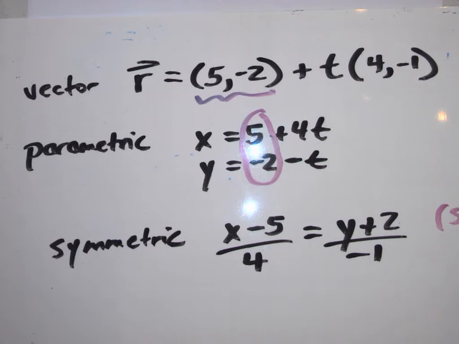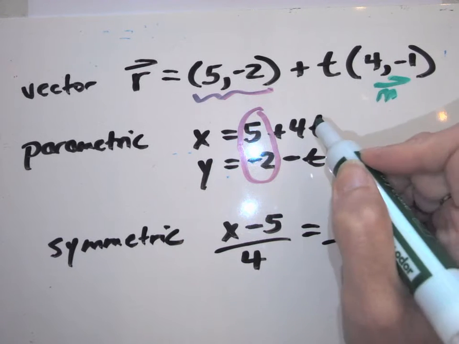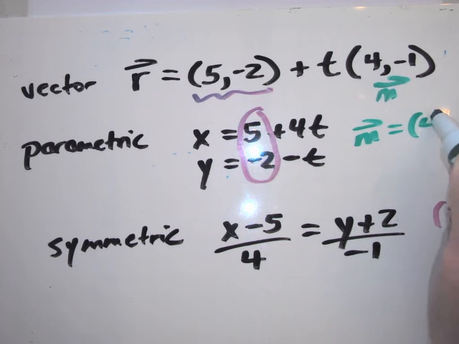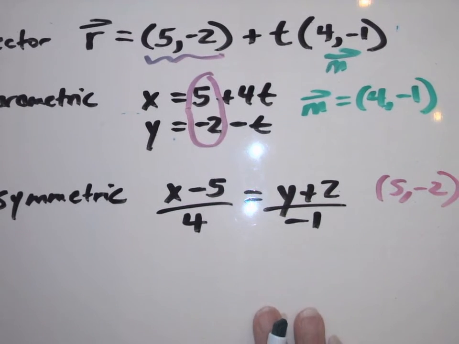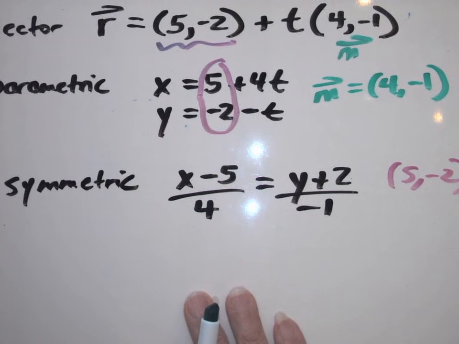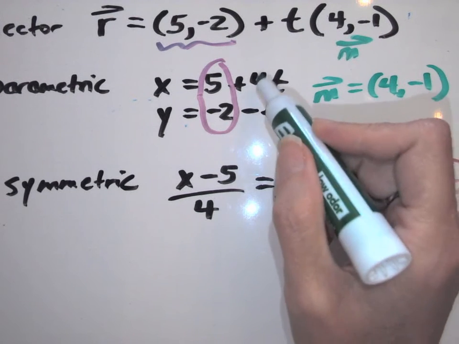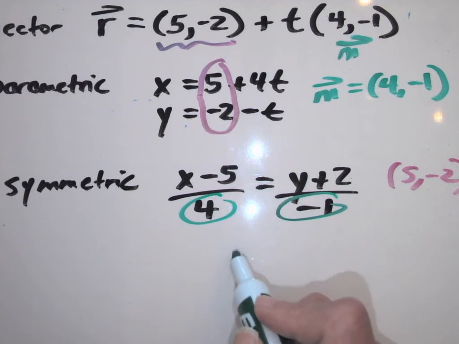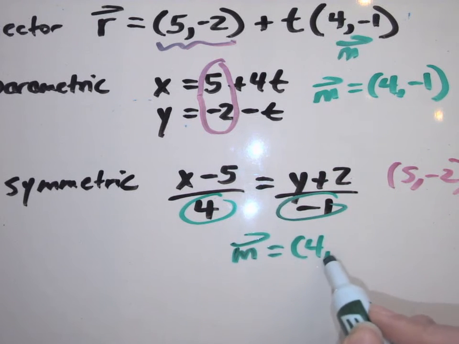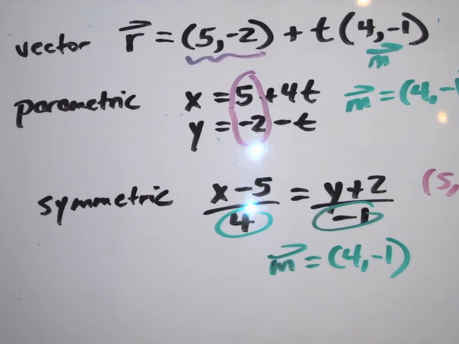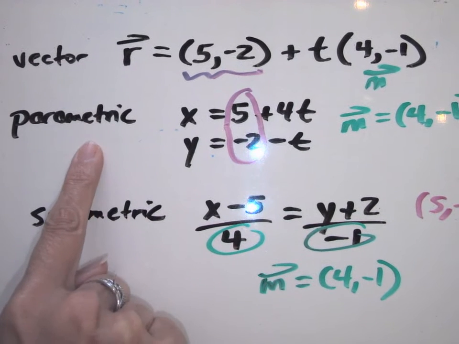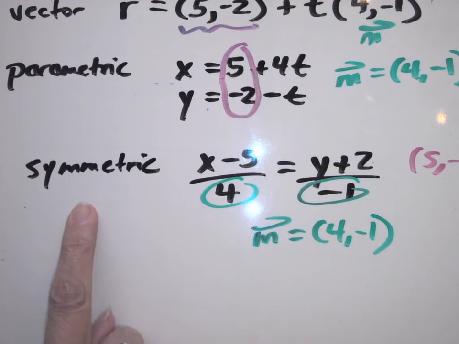Similarly, we can see the direction vector in each equation. So here's our direction vector, (4, -1). Here we take it from the coefficients of t, 4 and -1. In the parametrics, the coefficients of t make the direction vector. And in the symmetric equation, the denominators make the direction vector. So a little recap of the three vector forms of the equation of a line. We have a vector equation of the line, parametric equations of the line, and the symmetric equation of the line.